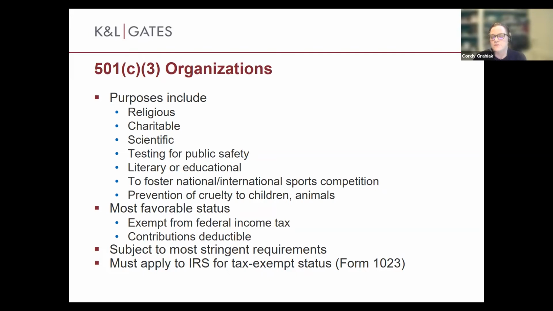And 501(c)(3) organizations, of all those that were on the prior slide, probably have the most favorable status, because not only are you exempt from federal income tax, but you can also get tax deductible contributions. Those other types of tax exempt organizations do not qualify for charitable deduction. However, the price for that is it has probably the most stringent requirements that apply to different types of tax exempt organizations. And to get that tax exempt status, you actually have to apply to the IRS on what's called a Form 1023. So when you're setting up a nonprofit corporation, you set it up under the state law side, but then you also have to separately apply to the IRS for this tax exempt status. Okay, next slide.